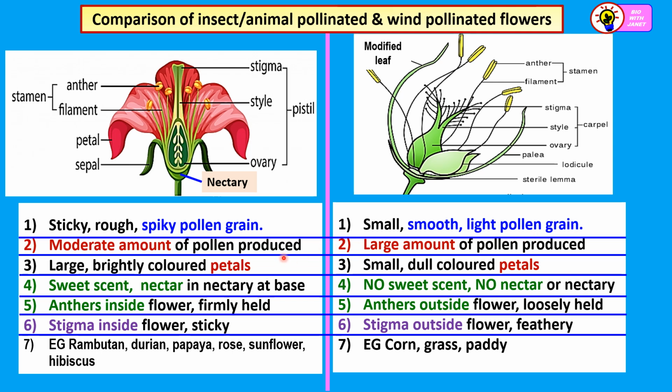Next, number 2, a moderate amount of pollen is produced for insect-pollinated flower, but a large amount of pollen is produced for wind-pollinated flowers. Because the wind will blow and scatter the pollen grains to many places, it may be lost and may not be able to successfully land on the stigma of the same species of flower. So a large amount of pollen grain is produced for wind-pollinated flowers.